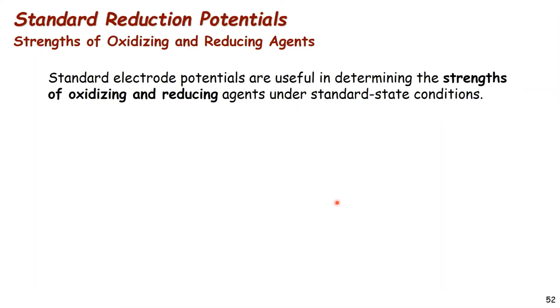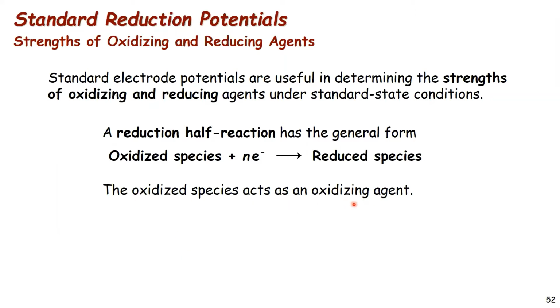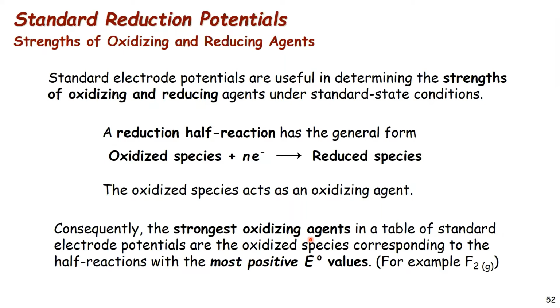Standard electrode potentials now are going to be very useful in determining the strengths of oxidizing and reducing agents under standard conditions. A reduction half reaction has the general form: we have the oxidized species picking up electrons to become reduced. The oxidized species then acts as the oxidizing agent, right? It caused the oxidation of something else and it itself was reduced. Consequently, the strongest oxidizing agents in the table of standard electrode potentials, remember these are reduction potentials, are the oxidized species corresponding to the most positive standard reduction values. So that means F2. Fluorine is a really good oxidizing species. So is oxygen. Okay, an oxidizing agent.